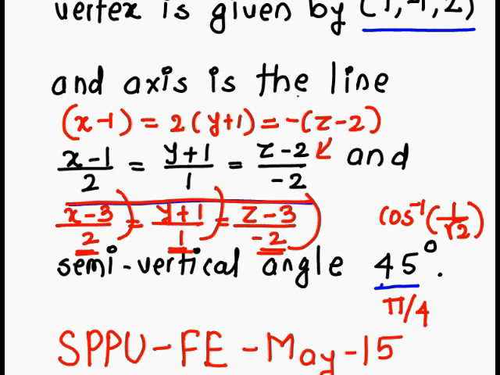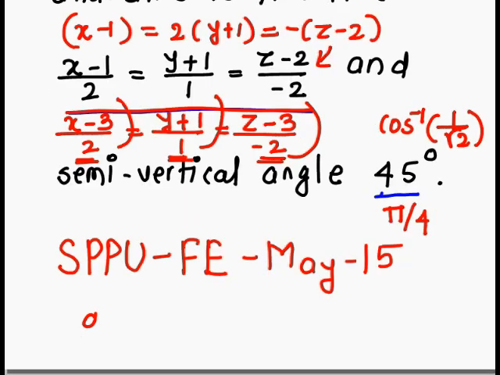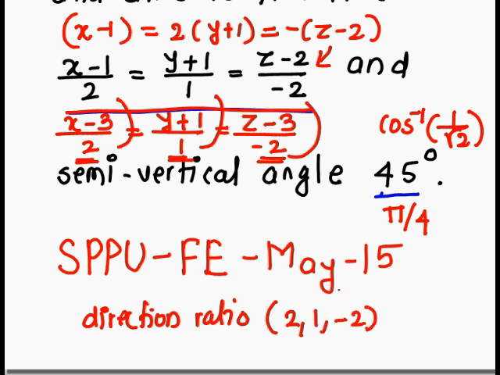One more thing, you can replace all these equations of an axis with a single statement, that is, the axis has direction ratios. So what are the direction ratios here? It is 2, 1, minus 2. So you can replace the equation of an axis with the direction ratio. This is how you can generate a new question or new problem from this. Hope you understand this. Now let's go for the third question.